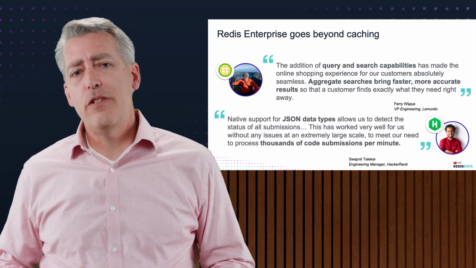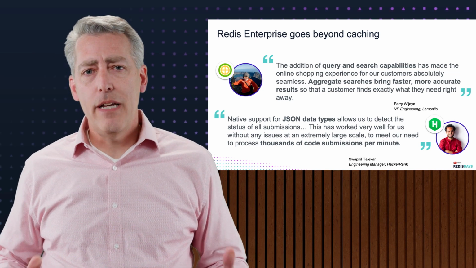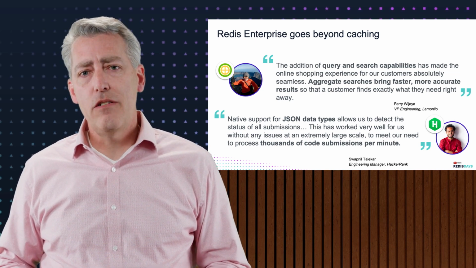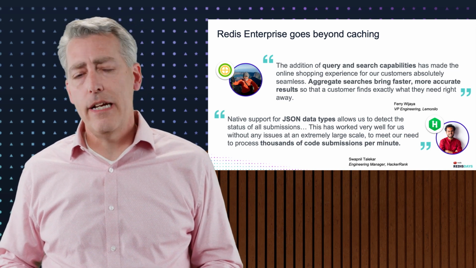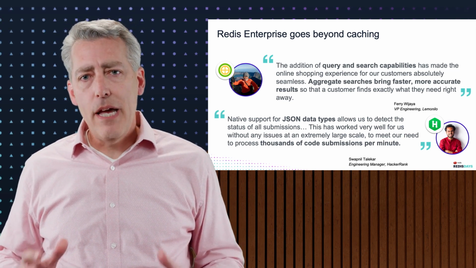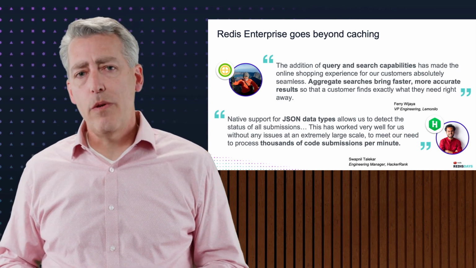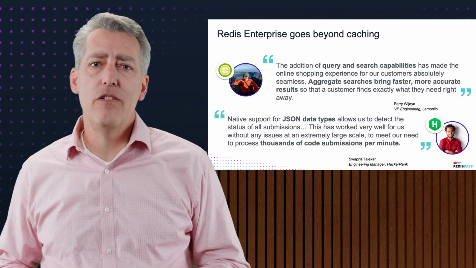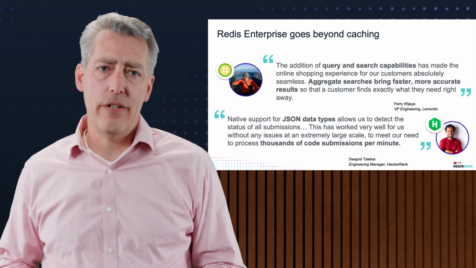One of my favorite stories is from Lemonilla, a health foods marketplace in Asia. Lemonilla, like many of our customers, was using Redis for caching their customers' session information as they browsed Lemonilla's online catalog. But they expanded their use of Redis by building secondary indices on top of the data they were storing within Redis and tapping into the search and query capabilities, bringing faster and more accurate results to their customers.